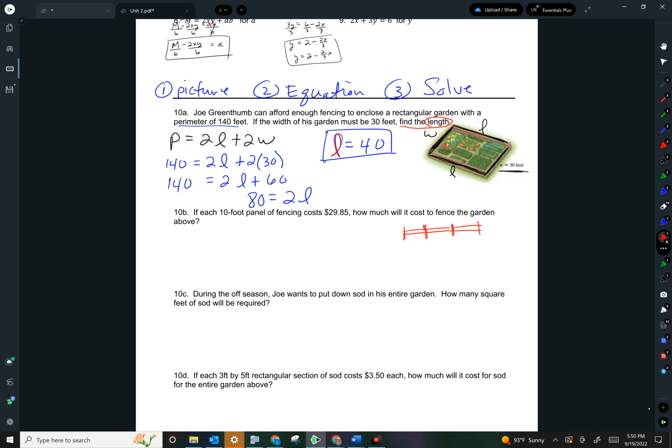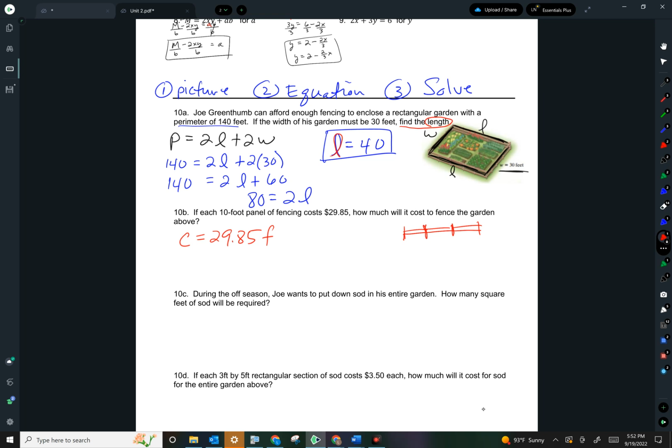So let's see, what's the best way that we should write this? Okay, so I'm trying to find the cost. So how about if we say something like cost equals, well, I'm going to need $29.85 times however many fence panels I need, right? So $29.85 times, I don't want to use P, so how about if I say times F for fence panel? Okay, so that means I can find the cost if I know how many fence panels.